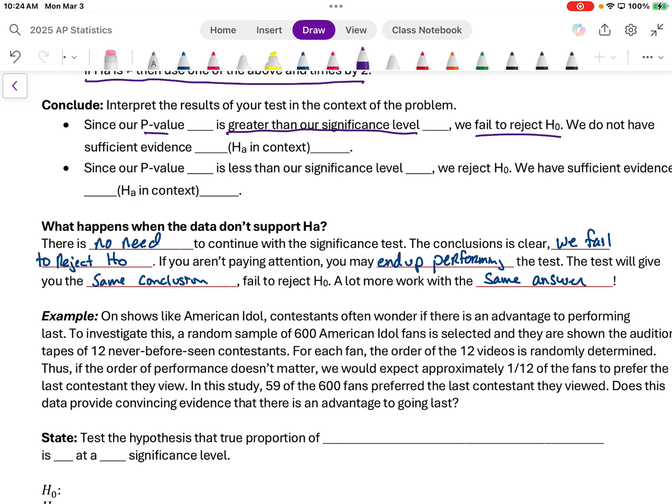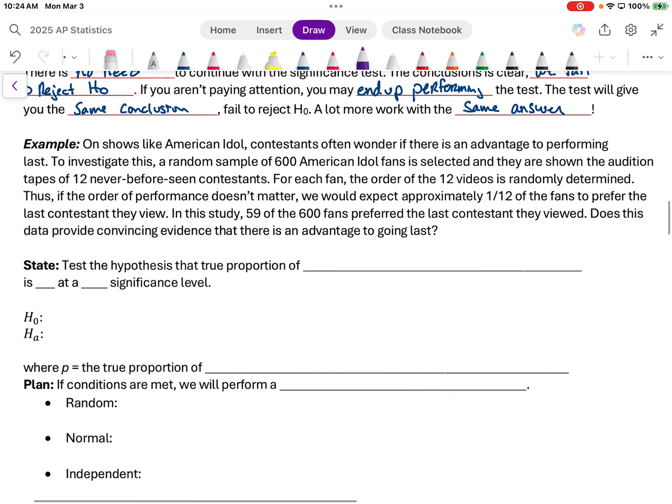If you aren't paying attention, you may end up performing a test when you don't need to and get the same conclusion, so you do a lot of work for nothing. So let's actually just start doing a test. This is where hopefully it'll start making a little bit of sense, putting together everything that we did last Friday in the lesson, which was a lot, and then we go from there.